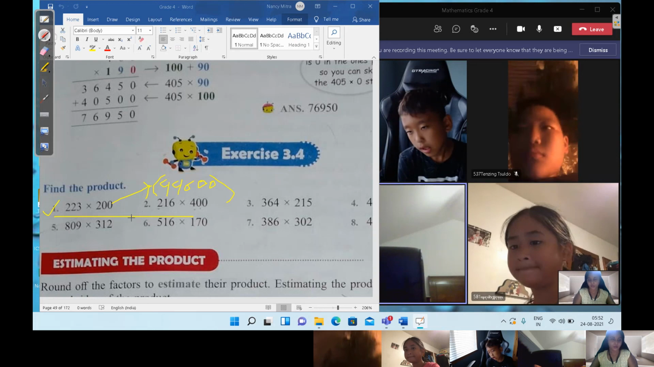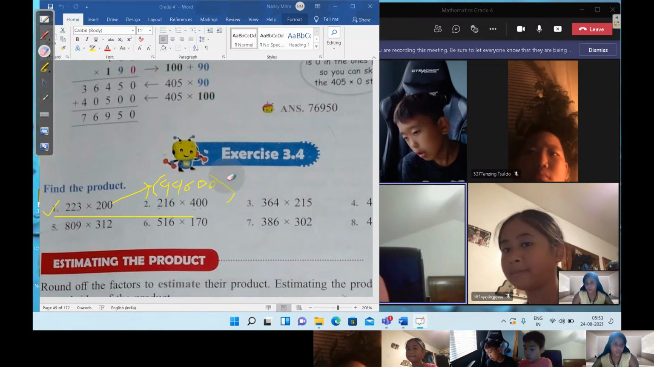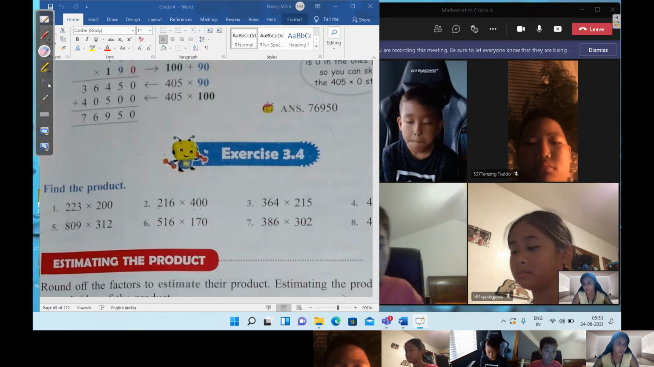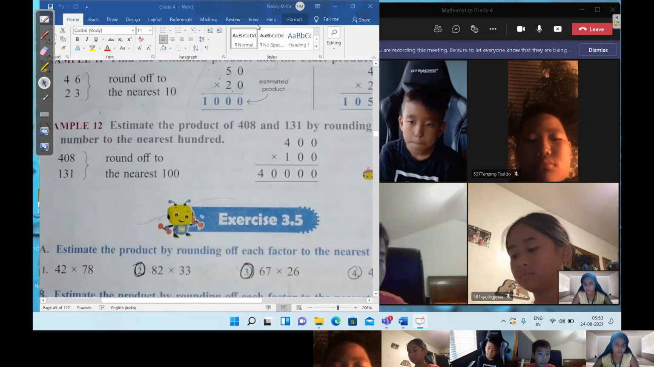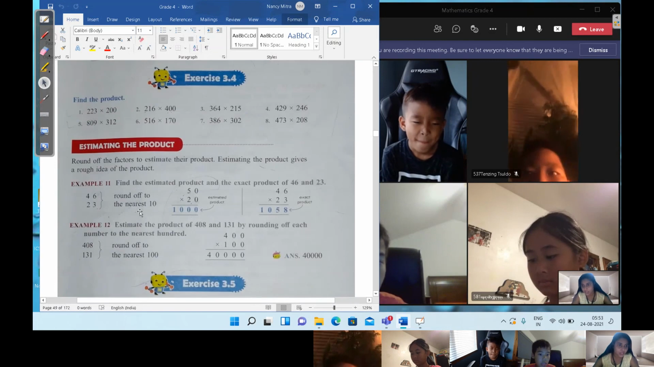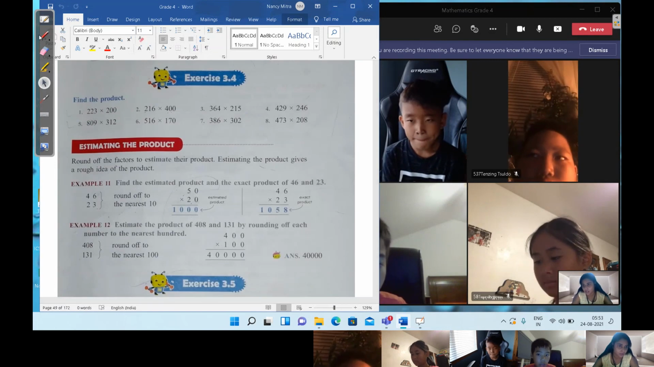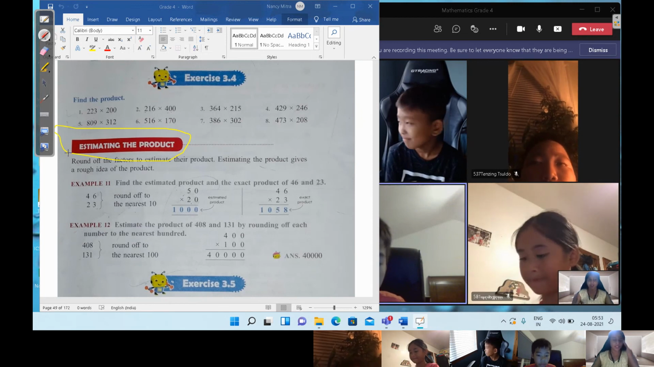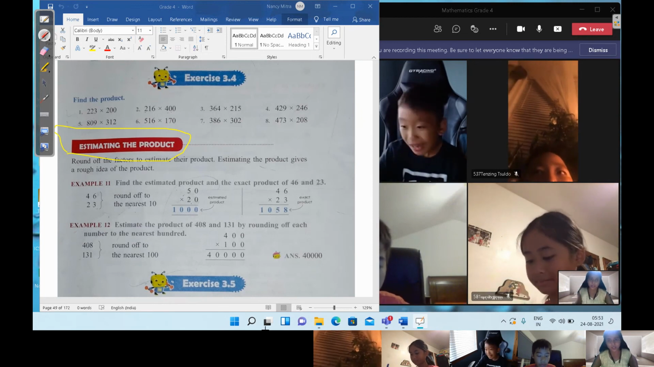No. Okay, good. So these are some properties of multiplication, and these are some steps for solving this question. I will tell you all these things in the next class. Estimating the product. Okay. I will tell you in the next class, and today's class is over.